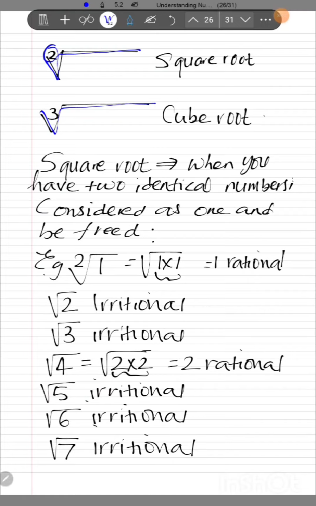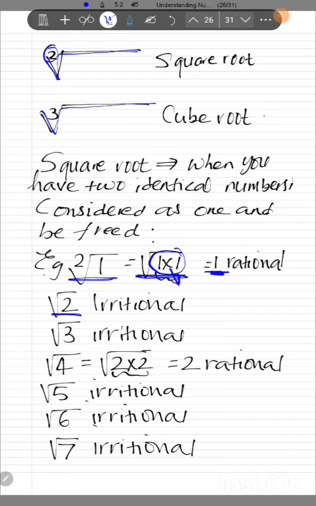By the rule of square roots, when you have two identical numbers, one is freed out of the root. Example, the square root of 1: you can say 1 is 1 times 1. Now you have 1 times 1, two of them here, you take one of them out. Then there is no more square root. So the square root of 1 is just 1.